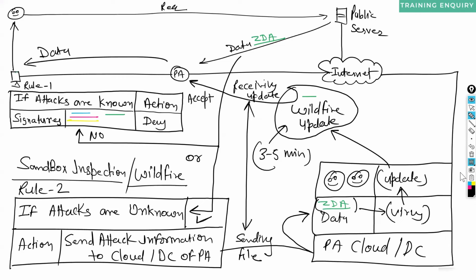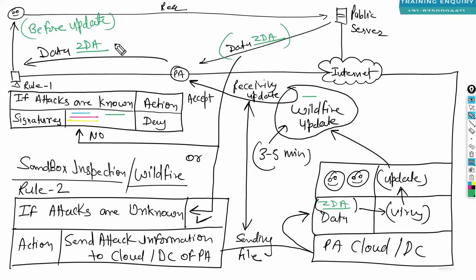So we will say that when the zero-day attack file initially comes, the firewall will match it with the known database. It will not match. It will match with an unknown attack and it will send the file information to the cloud. Until this update comes, before the update, the ZDA will be allowed. Until your update comes, the ZDA will be allowed.